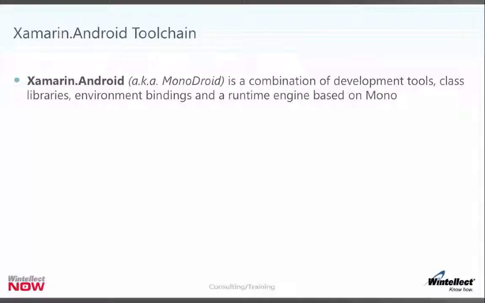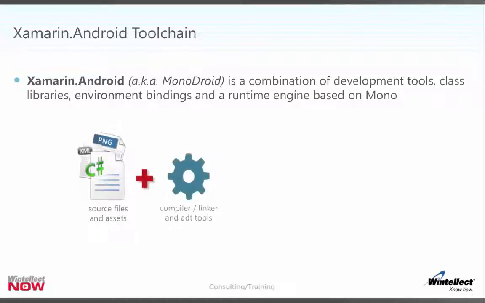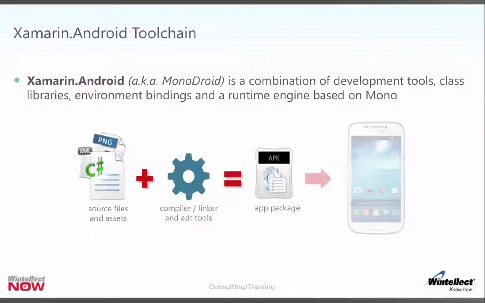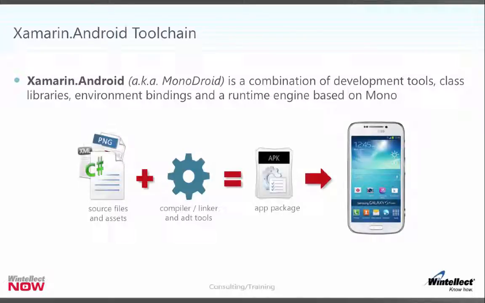Xamarin.Android, sometimes referred to as Monodroid, is the cross-platform software and tools that allow you to build applications that target the Android operating system. It includes an IDE to develop your source code, a C# compiler to compile that code to IL, and a code-reducing linker, which along with some of the Android SDK tools, ultimately produces the Android package that can be uploaded to any of the Android stores or deployed directly to devices.